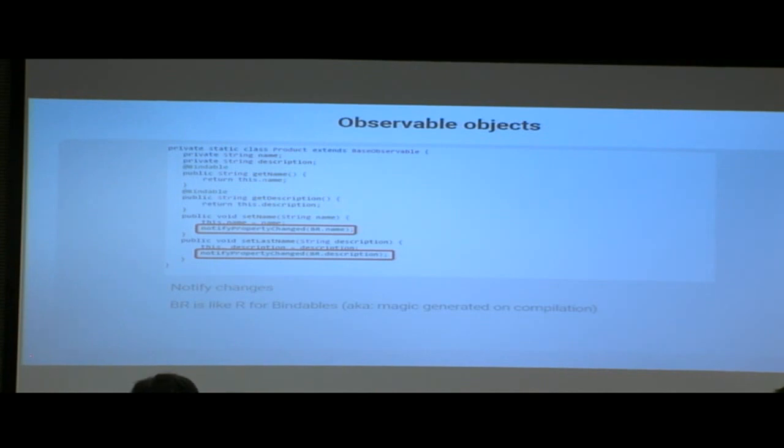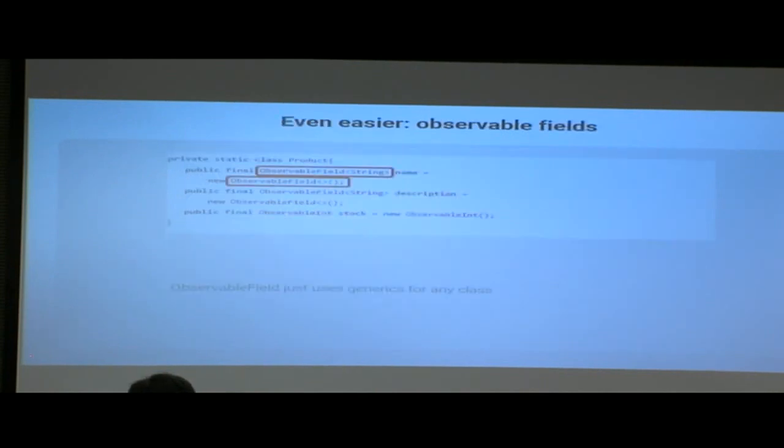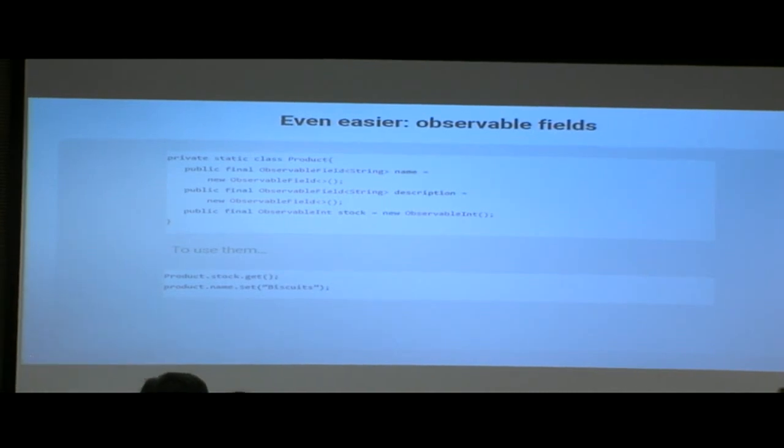The difference is how you access the object. I don't like this part. You don't say product.setStock. You say product.stock.set, or product.name.get, whatever. Because now this observable field is not a string anymore. It's an observable field object, so it has this setter and getter. I don't like this thing, but it's how it works.